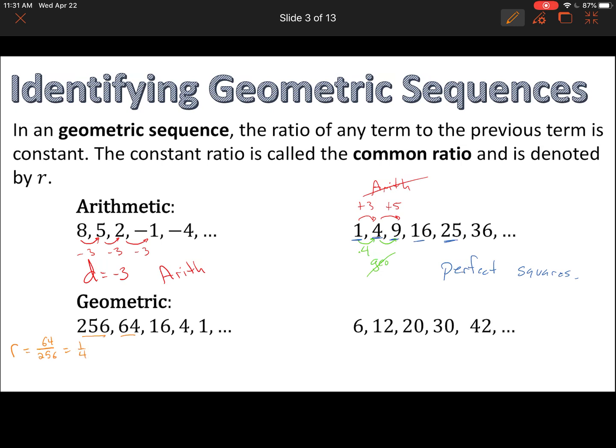When I do that and simplify, I get 1/4. All I have to do is make sure that holds true. So now I'm going to check the third term. If I take the third term of 16 and divide it by the previous term, which was the second term, 64, I still get 1/4. Now I'll take the fourth term, which happens to be 4, divided by the third term, which is 16. I still get 1/4. As long as that holds true and you have a common ratio, that means that it's geometric.